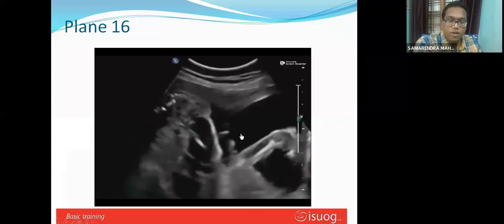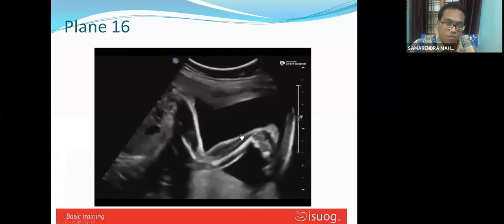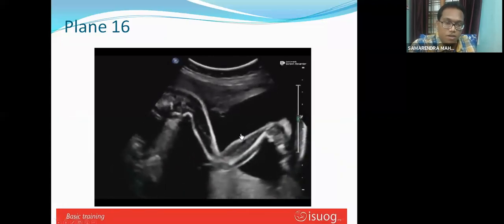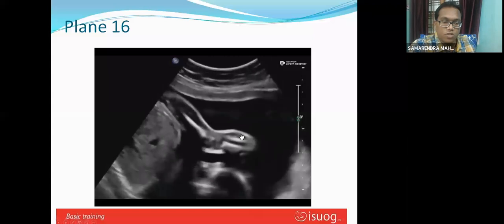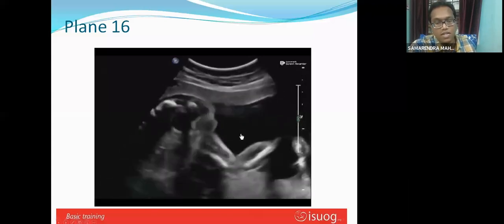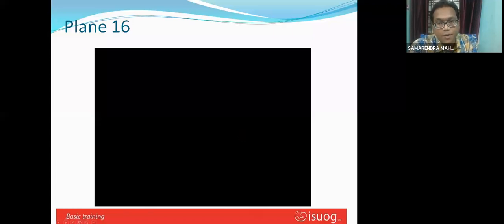This is a video from the Mediscan. It has been provided from the basic training. It's showing all the three segments of the lower limb: the femur in the proximal, the two bones in the middle, and the foot. And the orientation of the foot is 90 degrees to the lower part of the leg.